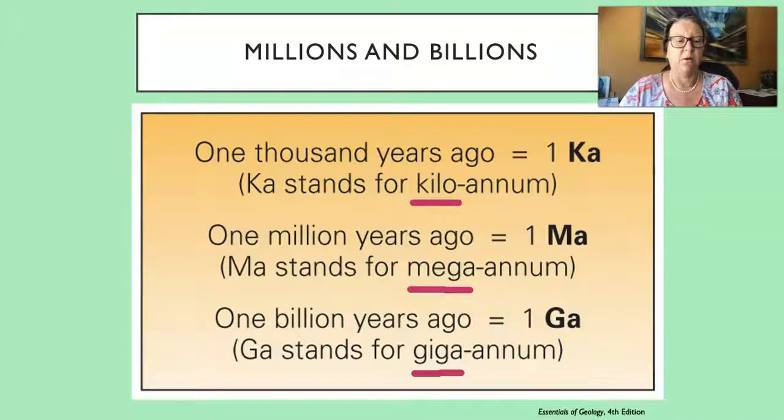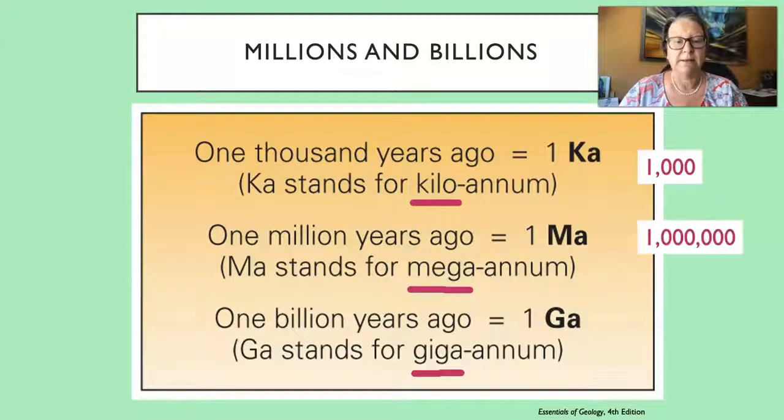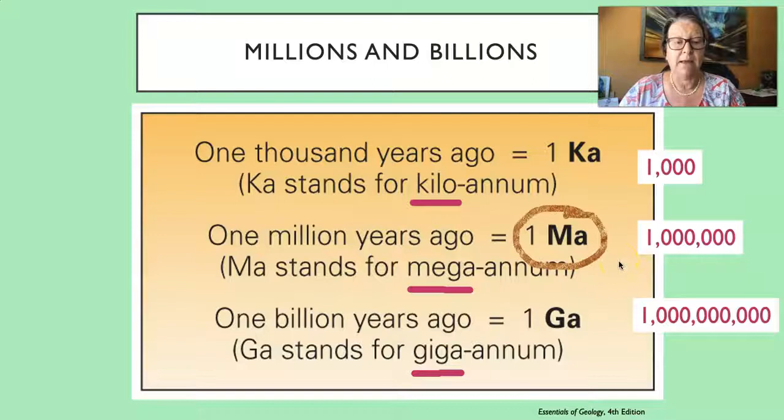Now, I think you're pretty aware that there are 3 zeros in 1,000. Some people are a little shaky on their millions and billions. Remember that there's a 1 followed by 6 zeros for a million, and a 1 followed by 9 zeros for a billion. Notice also these abbreviations, Ka, Ma, and Ga. We're going to be using Ma, millions of years ago, and Ga, billions of years ago, a lot in this class. So I want you to get used to these concepts.